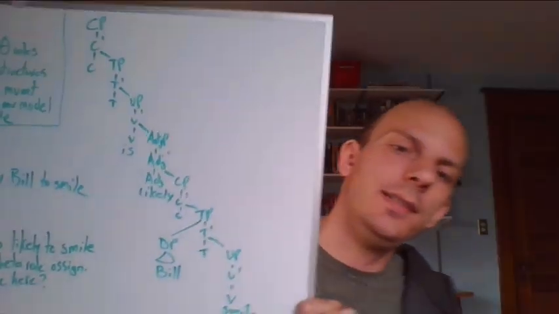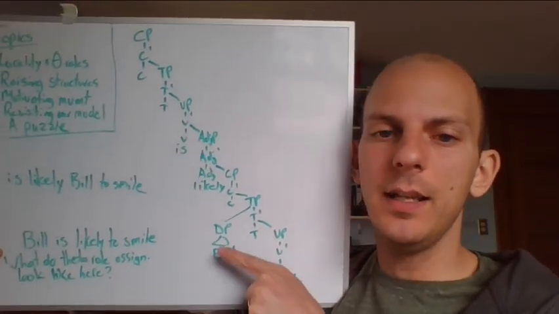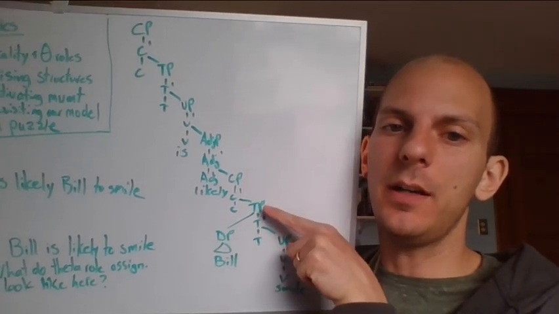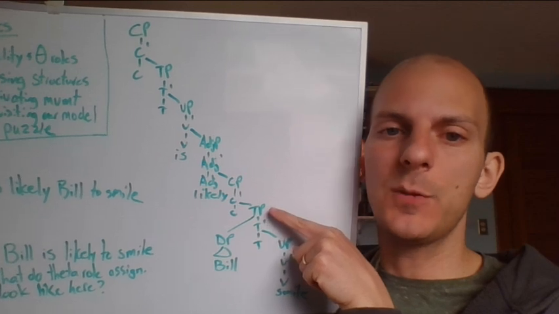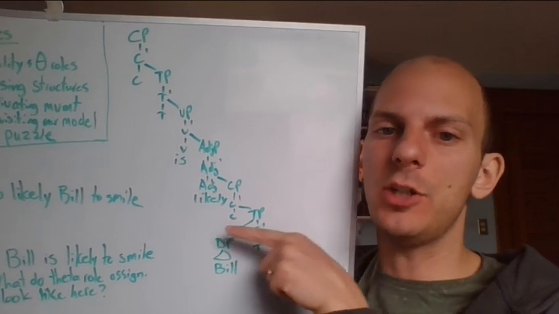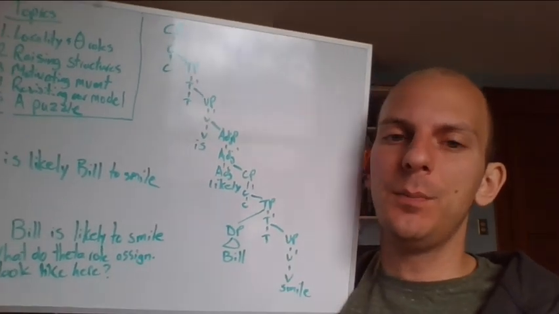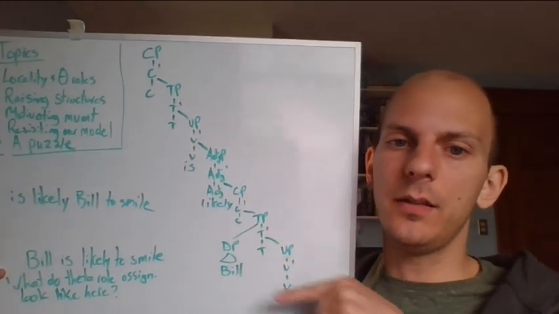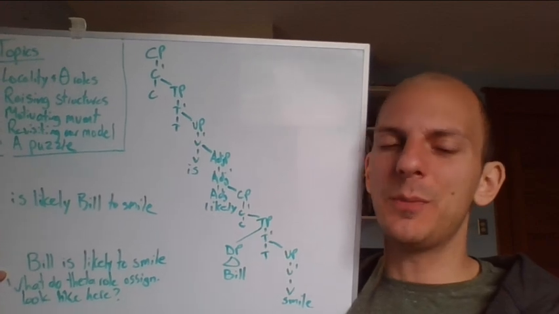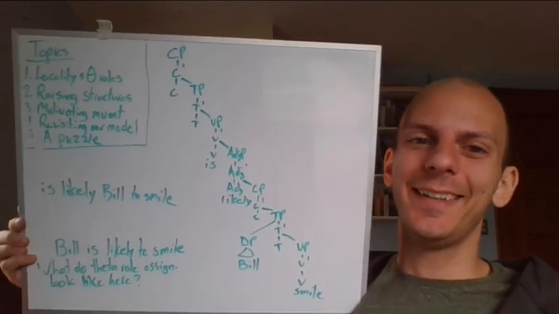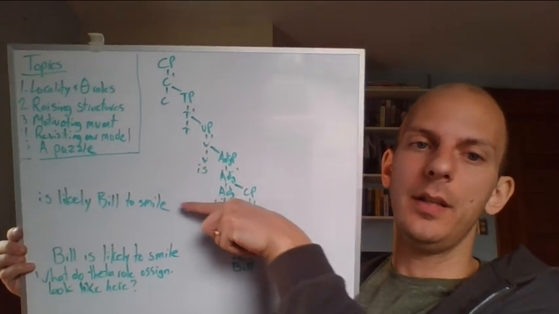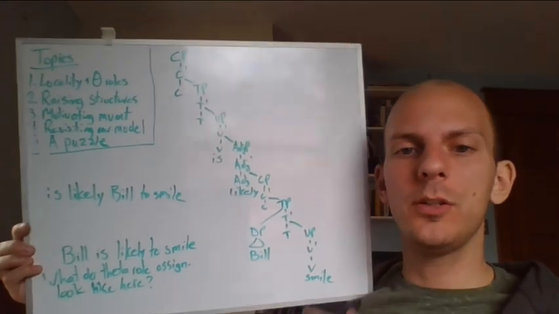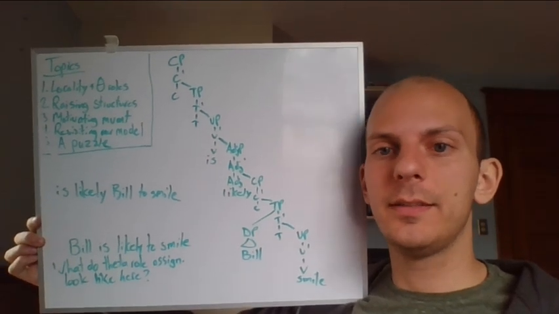So with my cheating ways here, I slotted in this phrase, a DP Bill, into the specifier of TP, the subject position there. Now we have our sentence: "Is likely Bill smile." Ooh, we're missing a word still. We figured out what to do with Bill. The other one I didn't put in here for you is this little word "to." Where do we want to slot in "to"?